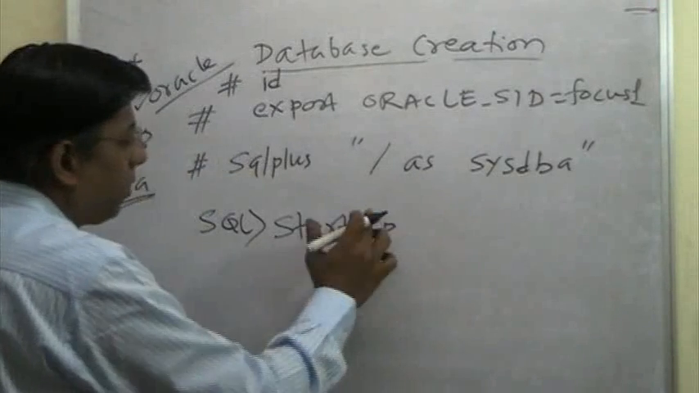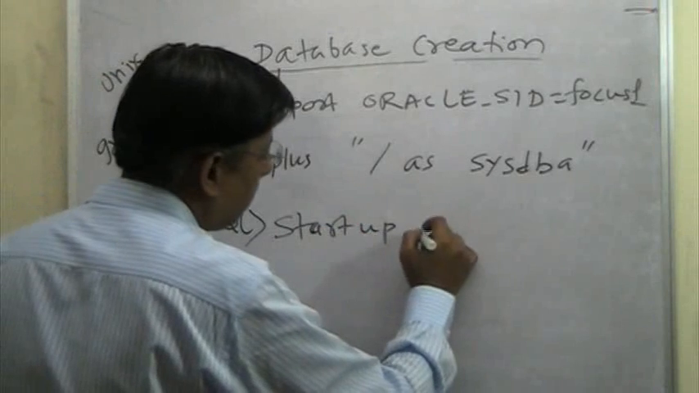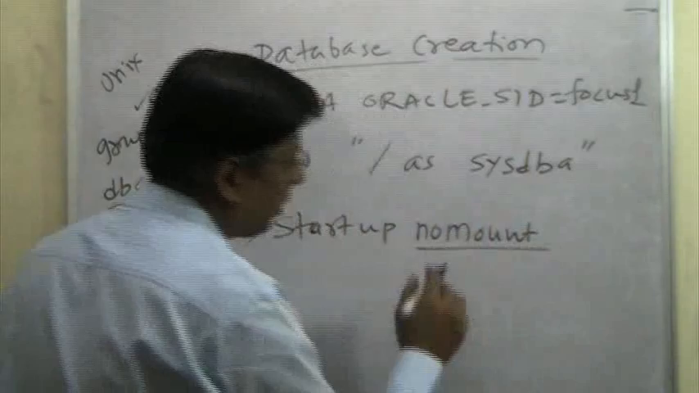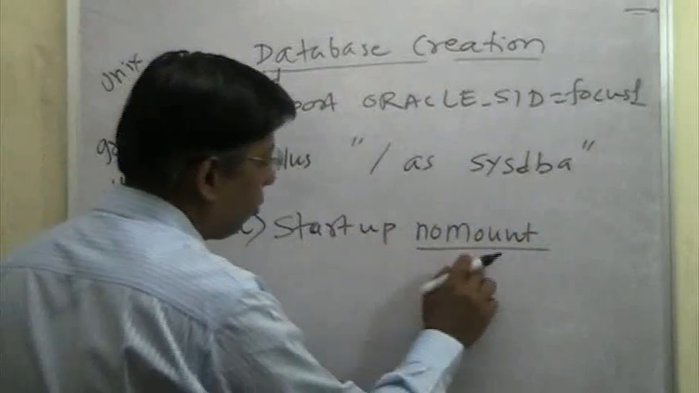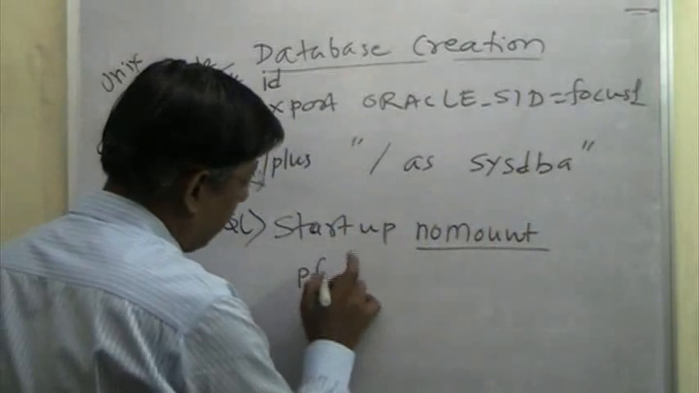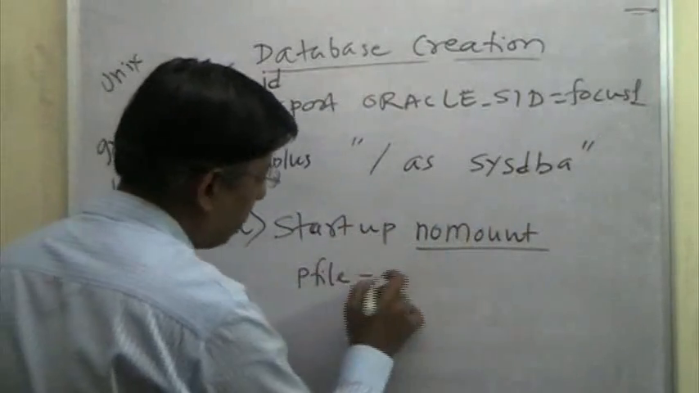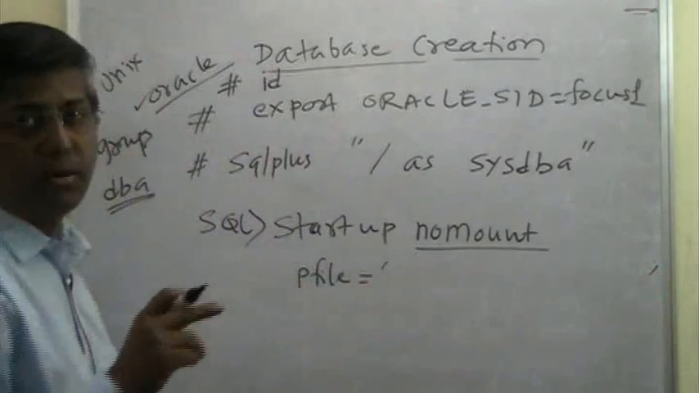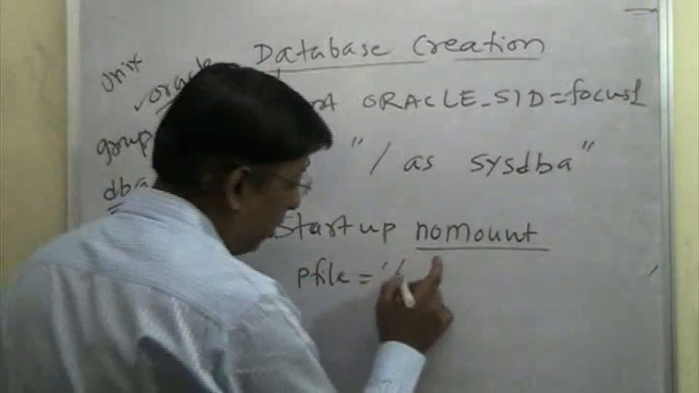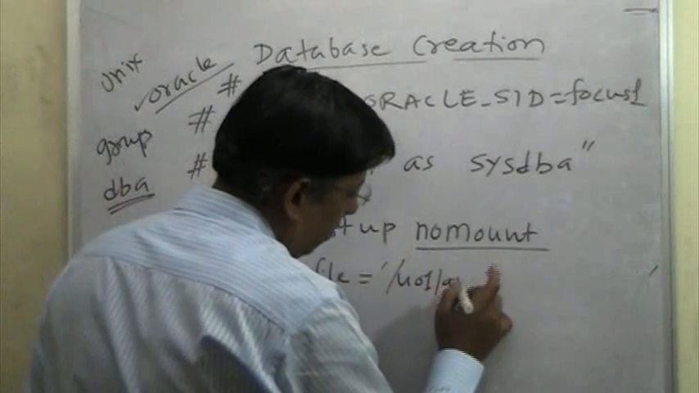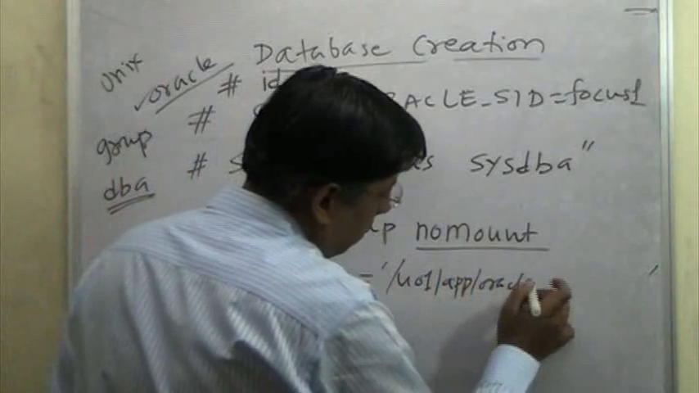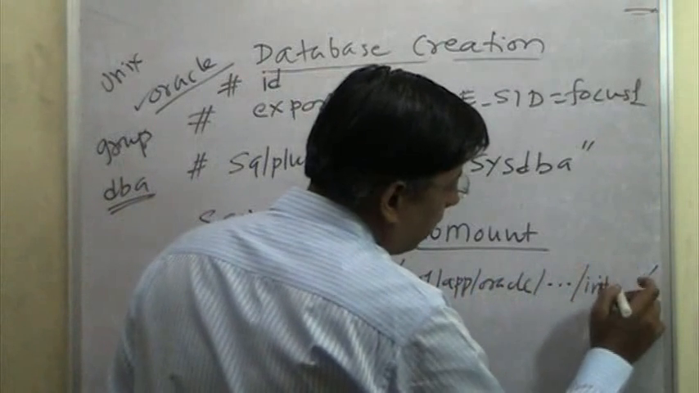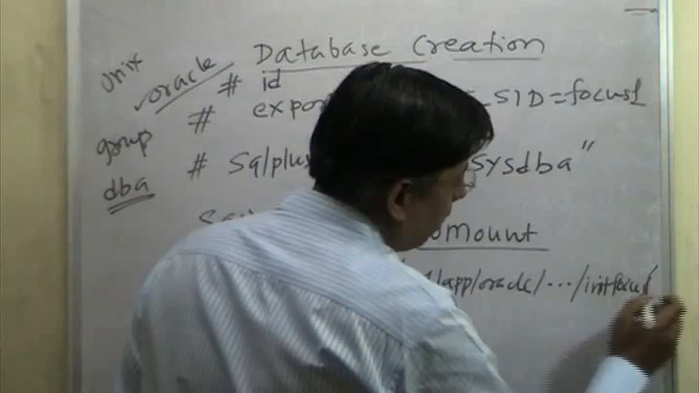But now you are going to just say startup nomount. I will come to this word nomount, it requires a lot of discussion. Startup nomount pfile, on the same line, pfile equals, and in single quotes you are going to give the name of your pfile that you have created. Your pfile name is what? /u01/app/oracle/init focus1.ora.